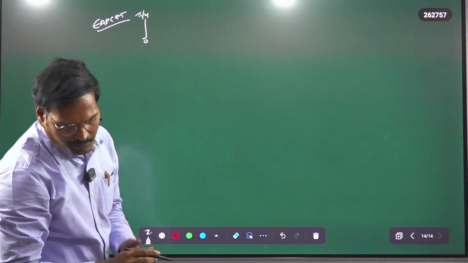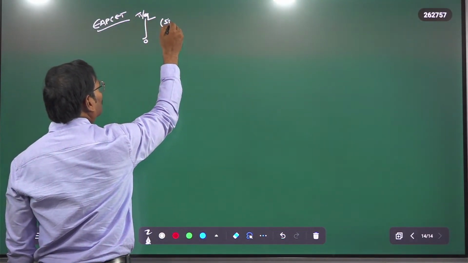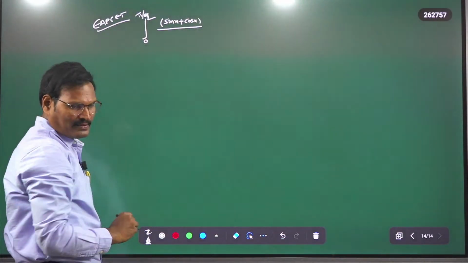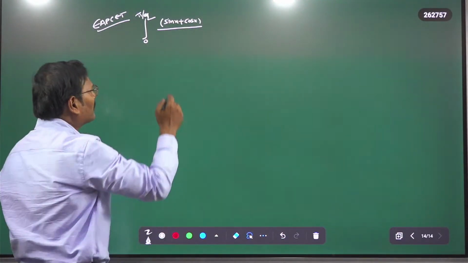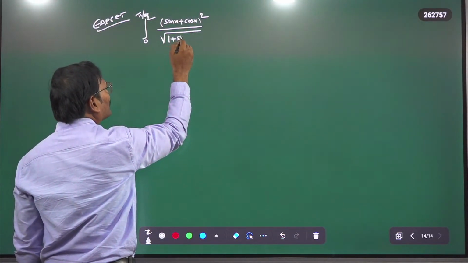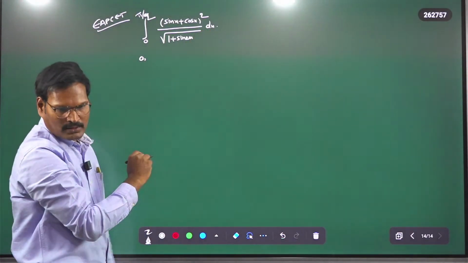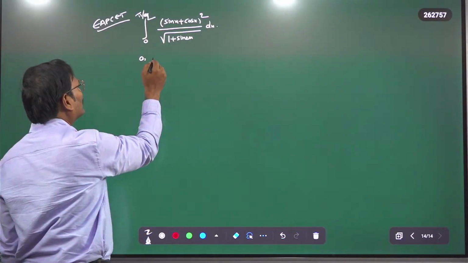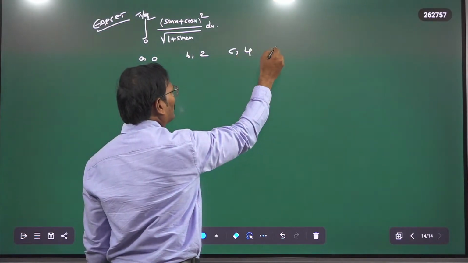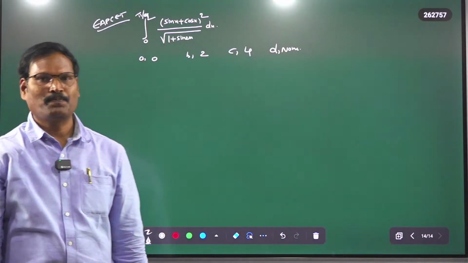Integral 0 to pi by 2, (sin x plus cos x) by root of (1 plus sin 2x) dx. So options are A) 0, B) 2, C) 4, D) none. So this is our question.